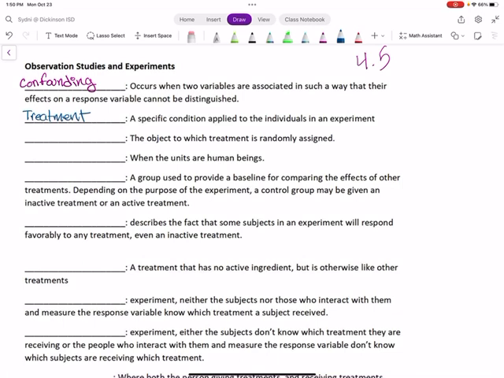So in an experiment, let's say that you're trying to see if caffeine raises heart rates, and you're giving some people caffeinated coffee and some people are getting decaffeinated coffee. The treatment would be the coffee with the caffeine. That would be the active ingredient. That would be actively what you are seeking to test.